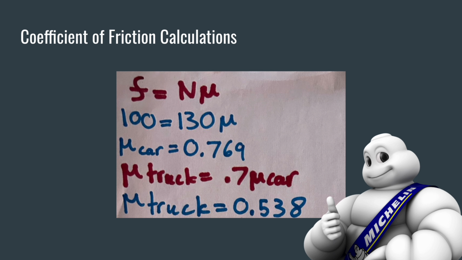Here you can see my coefficient of friction calculations. It's a simple F equals normal force times the coefficient of friction. And the coefficient of friction for the truck was a given. It was 70% of that of the car, so I just multiplied the coefficient of friction of the car by 0.7 to get the coefficient of friction of the truck.